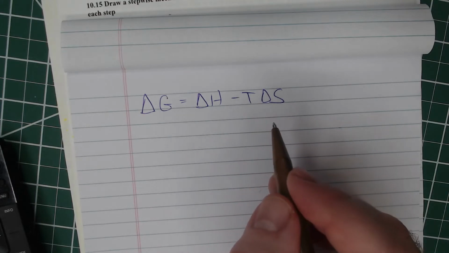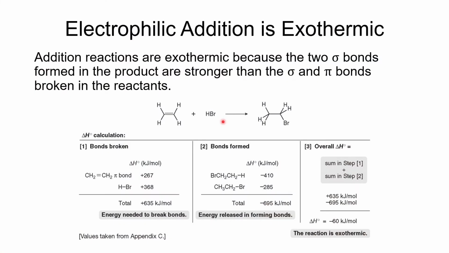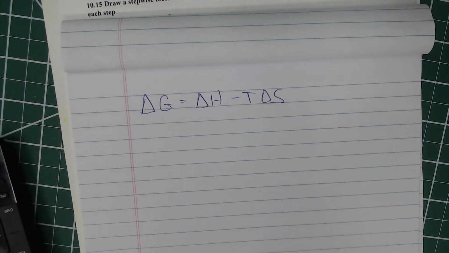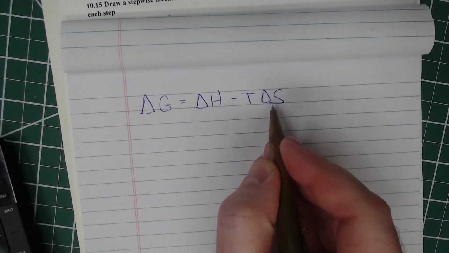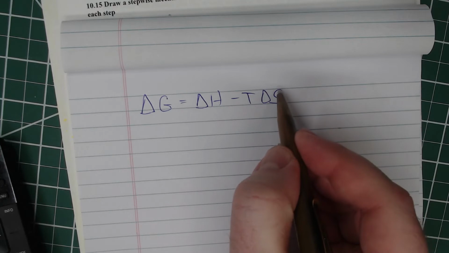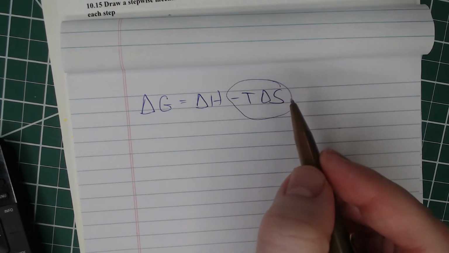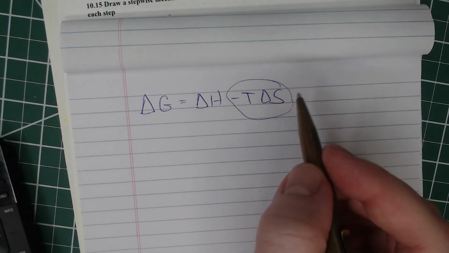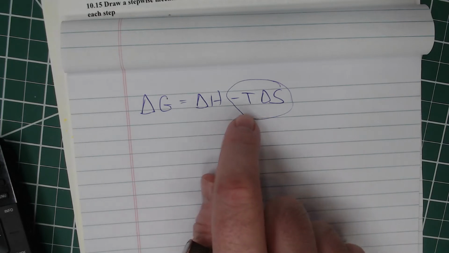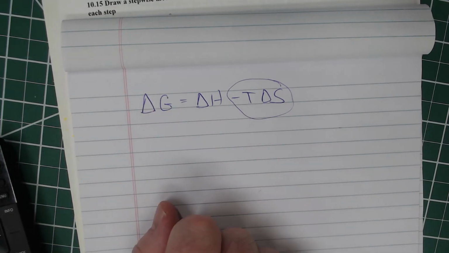Well, going back to this, since we're doing a combination reaction where we're taking two molecules and combining them together in one molecule, the delta S for this reaction is going to be negative. That means negative of a negative is going to be positive. So this term in an electrophilic addition reaction is going to be positive. If delta H is positive, then delta G will also be positive, and we can't do the reaction.